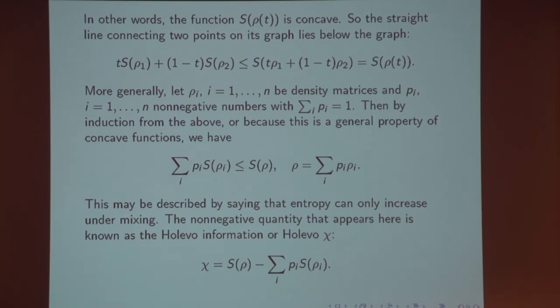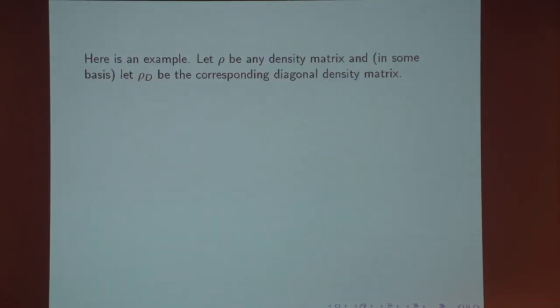And it often appears in different situations. Here's an example. Let rho be any density matrix, and in some basis, let rho_d be the corresponding diagonal density matrix. If rho is a density matrix, which means just a positive semi-definite Hermitian matrix, that means its diagonal matrix elements are all positive semi-definite. And if you throw away the off-diagonal matrix elements, you'll get a new density matrix, rho_d.